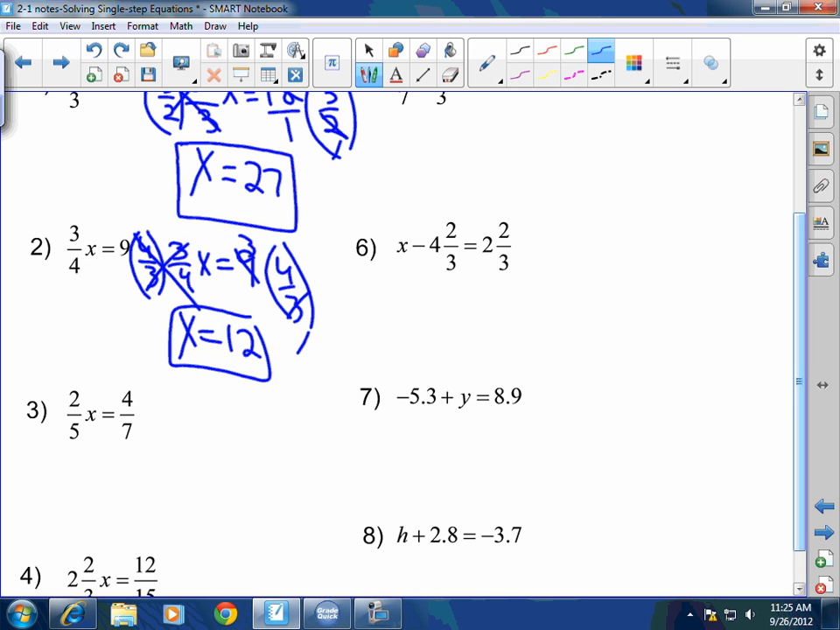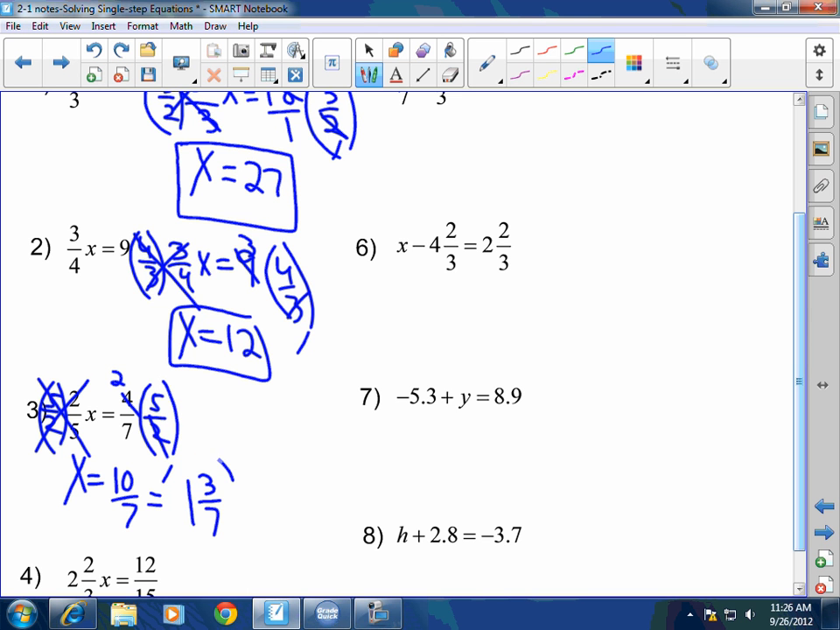Now, 2/5 x equals 4/7. What is the relation between the 2/5 and the x? Multiplication. How do you cancel out multiplication? But when you have to divide fractions, what do you do? You multiply by the reciprocal. So I'm going to multiply by 5 over 2 to both sides, gentlemen. 5 divided by 5 is 1. 2 divided by 2 is 1. I'm left with x, which equals 2 goes into 2 one time. 2 goes into 4 2 times. And that's going to be 10/7, which equals 1 3/7, gentlemen.